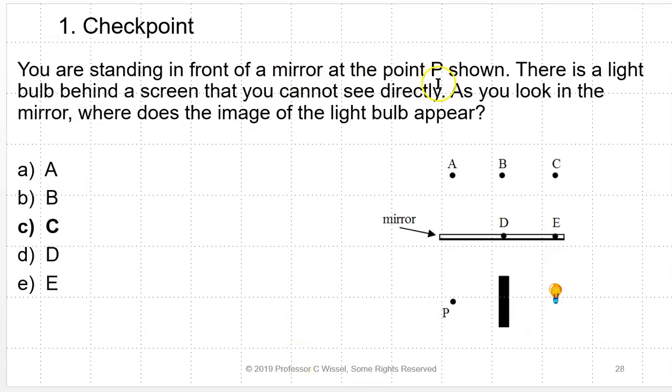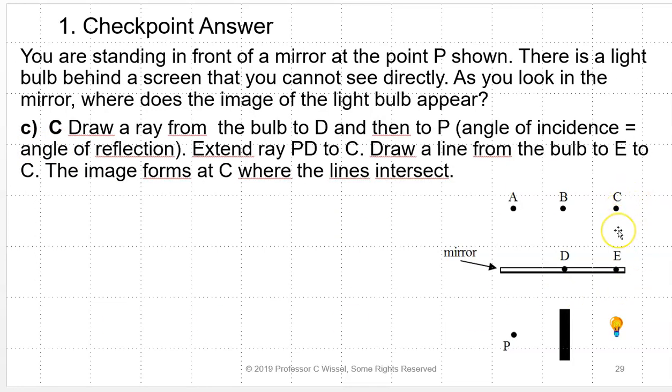You're standing in front of a mirror at point P, as shown. There's a light bulb behind the screen that you cannot see directly. As you look in the mirror, where does the image of the light bulb appear? Okay, so it's going to appear at point C. So you draw a ray from the bulb at D to P, because you know it's going to bounce off. The angle of incidence equals the angle of reflection. You extend the ray PD to C, and then draw a line from B to C to E. The image will form right here at C, where the lines intersect.